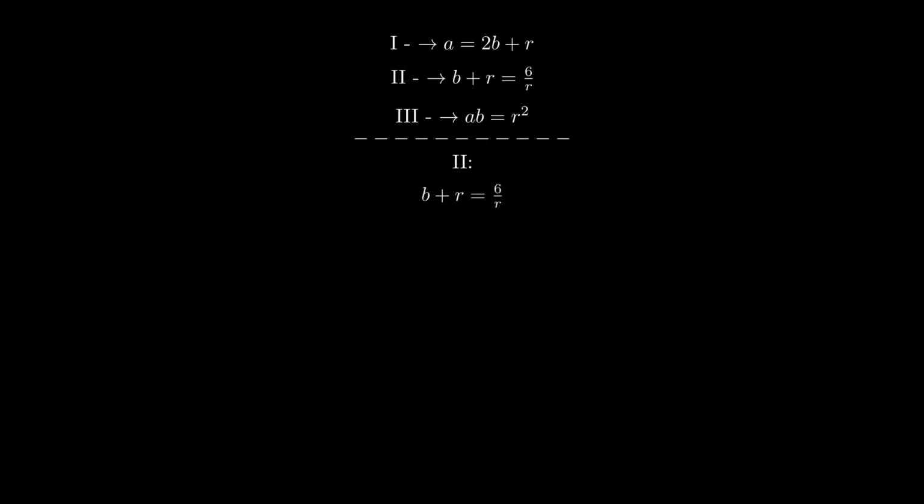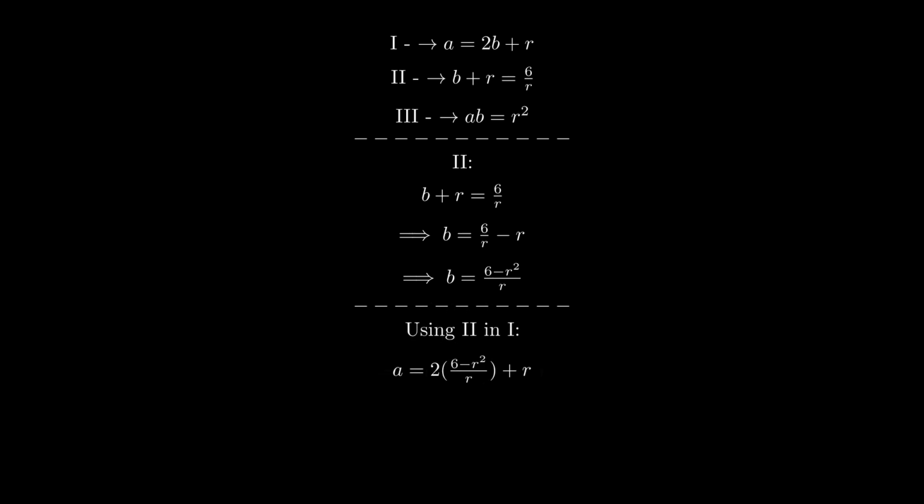Now comes my favorite part of this question, the algebra. Let's first write our three big equations. Then let's start with equation Roman 2. B plus R is equal to 6 over R. We can transpose the R to the other side, then make the denominator same, giving us that B is equal to 6 minus R square whole over R. Now we can substitute this value in equation Roman 1, giving us that A is equal to twice 6 minus R square whole over R plus R. We can simplify to get that A is equal to 12 minus R square whole over R.